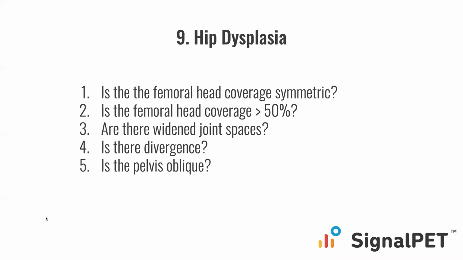Is the femoral head coverage symmetric? Is the femoral head coverage greater than 50%? Are there widened joint spaces? Sometimes the joint space isn't widened, but there's divergence. There's an angle created between the acetabulum and the femoral head. Is the view oblique? It can be difficult to tell, and we're able to train the system to analyze for an oblique view, which obscures things, so we don't get false positives.